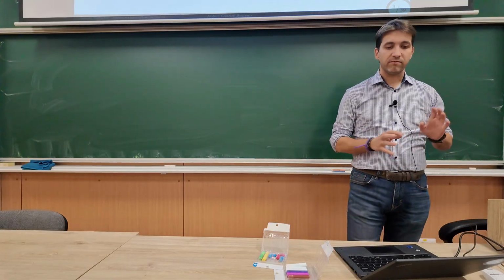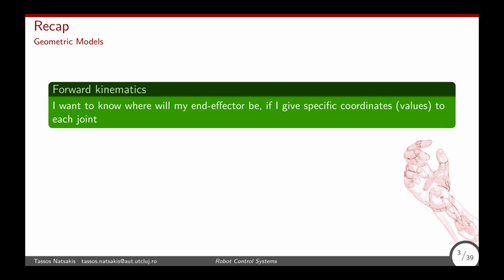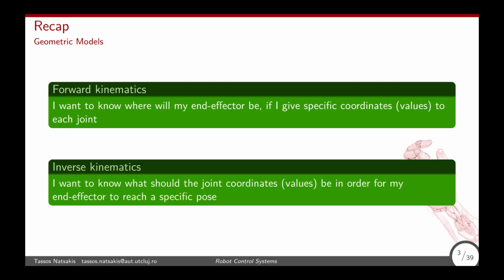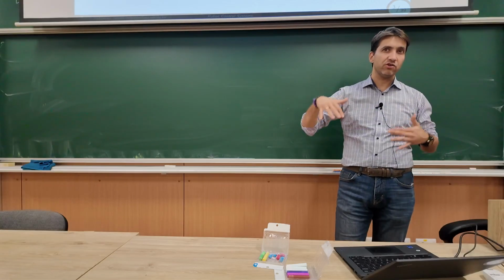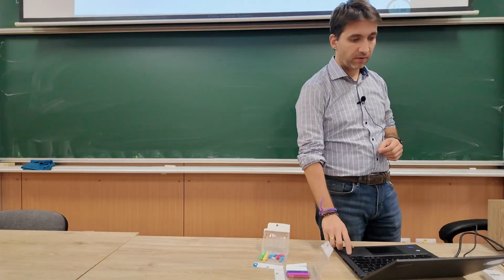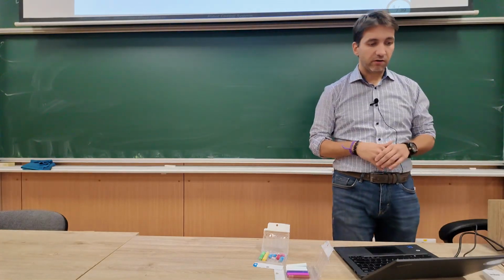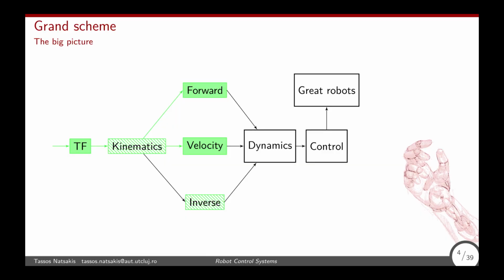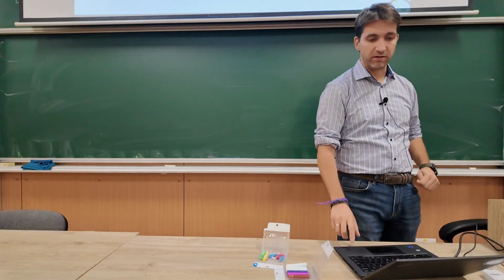So very quick recap. Again and again, I insist on reminding you: forward kinematics is, I know the joint coordinates and I'm calculating where the end effector is. While for inverse kinematics, I have a target pose and I want to calculate the joint coordinates to reach that pose. Right? So where we are on the grand scheme, we have talked about transformations, forward kinematics, velocities, and we talked about inverse kinematics last week, and today we'll complete it.